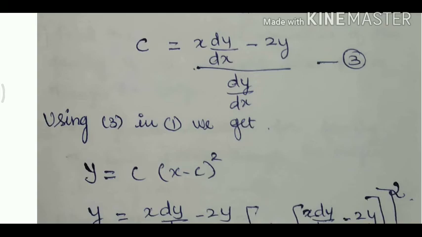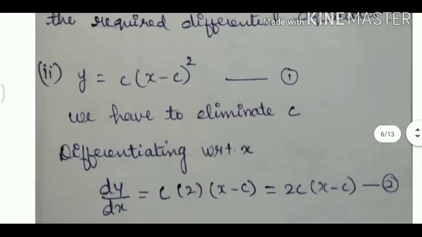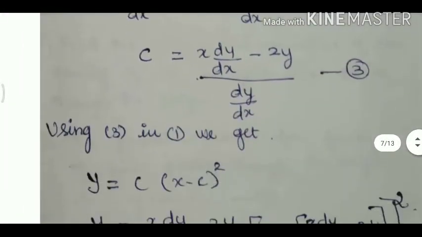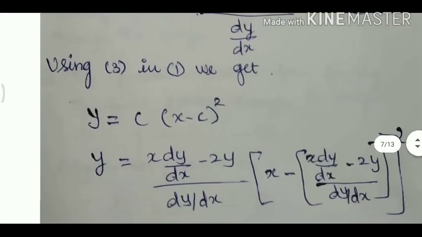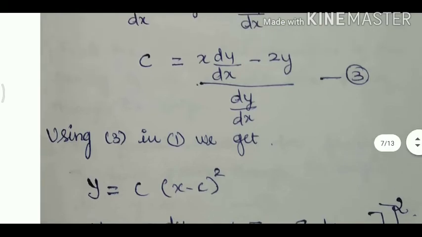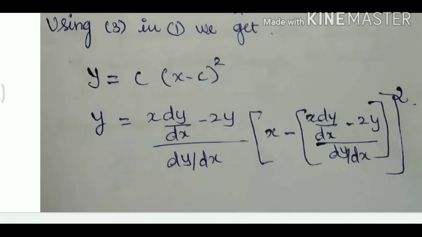So substitute this value in equation 1, that is c equal to x into dy by dx minus 2y divided by dy by dx is substituted in the equation y equal to c into x minus c whole square. Here the value of c equal to x dy by dx minus 2y divided by dy by dx is substituted into the equation, in x minus c.